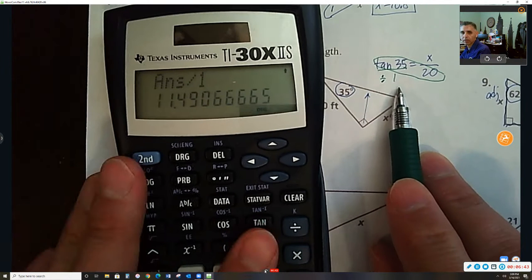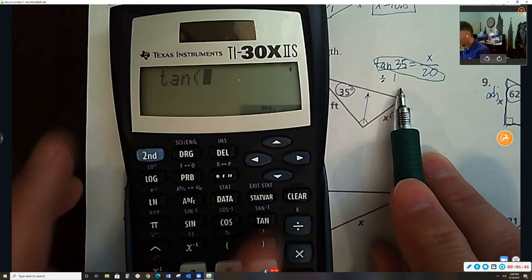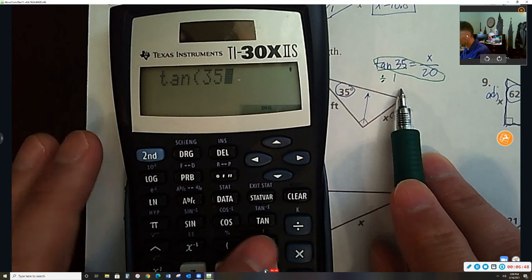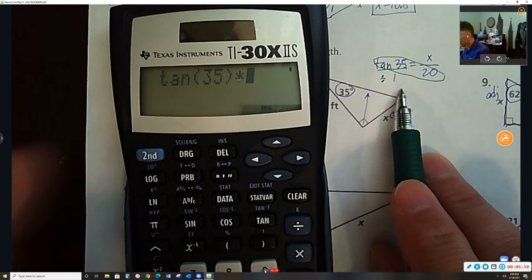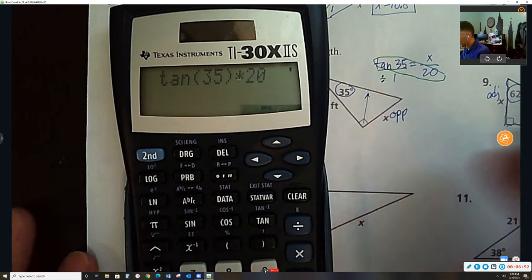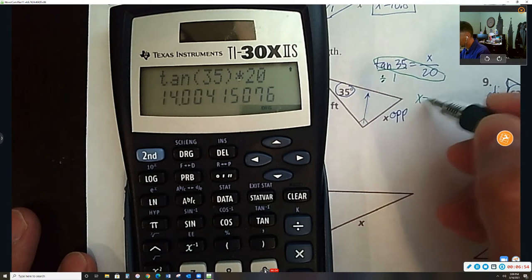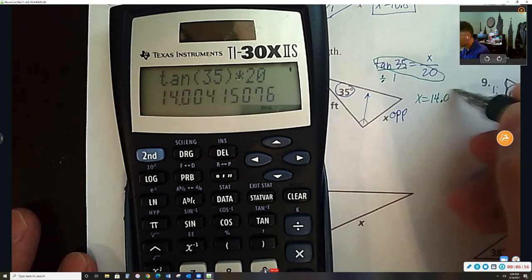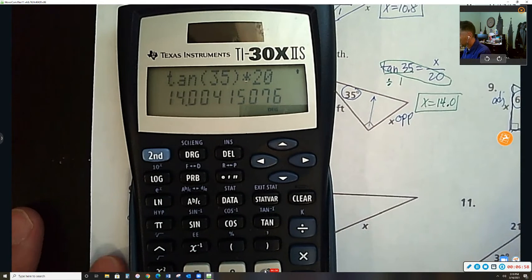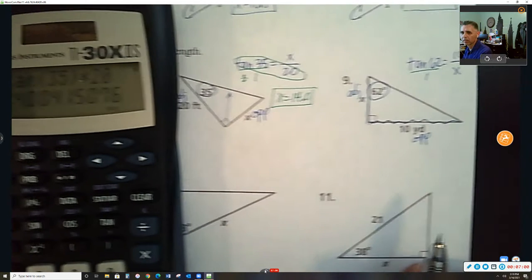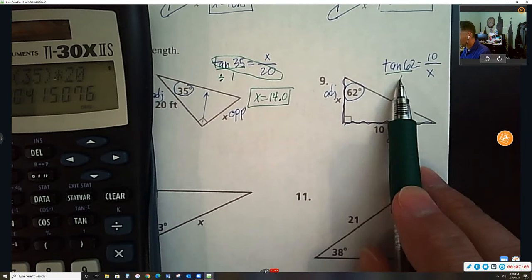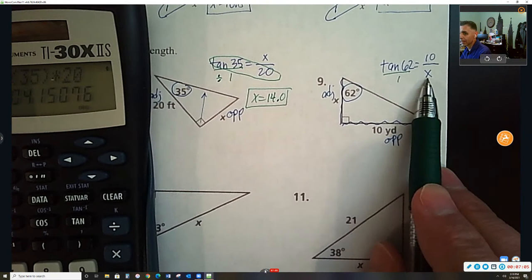So let me solve this one real quick. This one is going to be tangent of 35 degrees. If you don't close the parenthesis, it's going to be wrong. Times 20. I'm not going to divide by 1 again. So that one would just be 14.0. Okay. I put the 1 under it. Here's the letter.